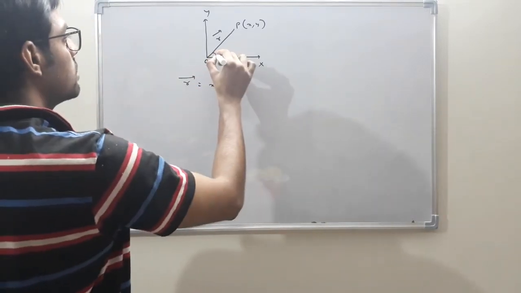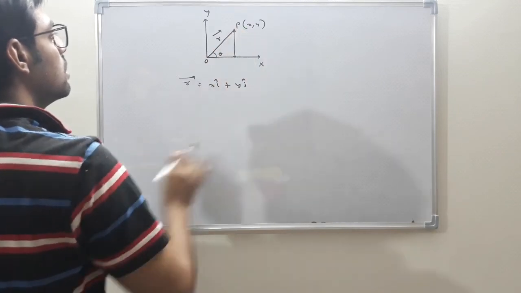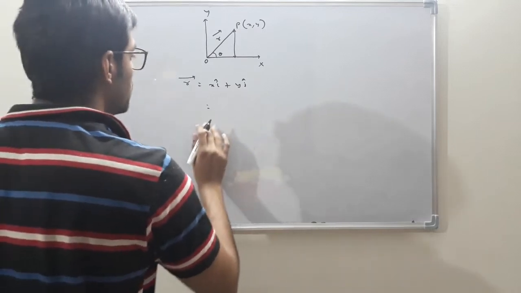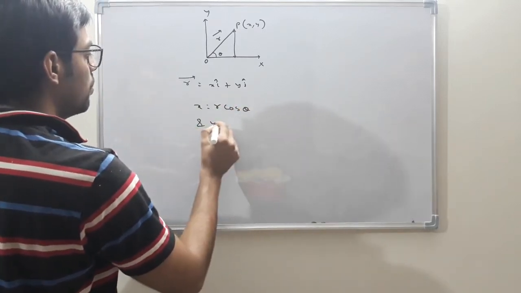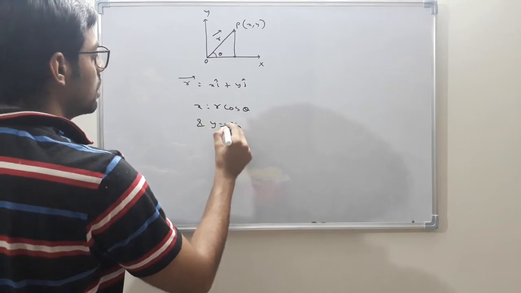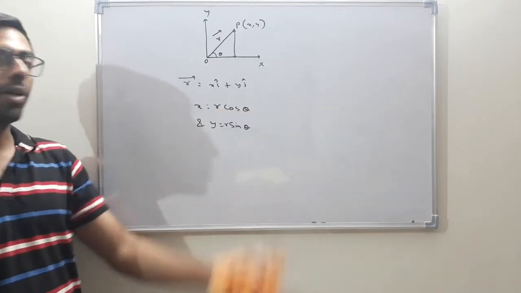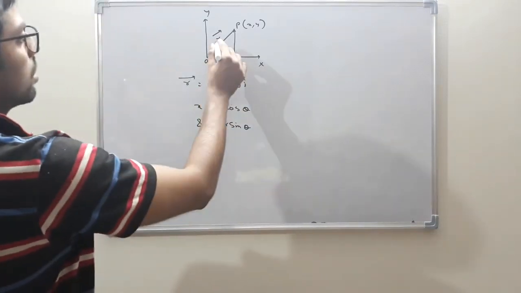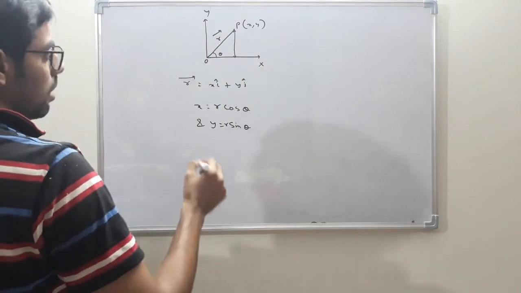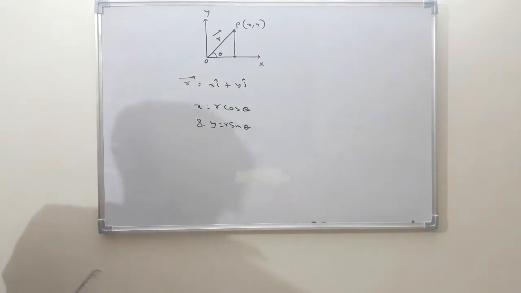Now, if the angle is theta, then we can write x equal to r cos theta and y equal to r sin theta. Then we have x equal to r cos theta and y equal to r sin theta in this case, if the angle between the r vector and the x-axis is theta. Okay.